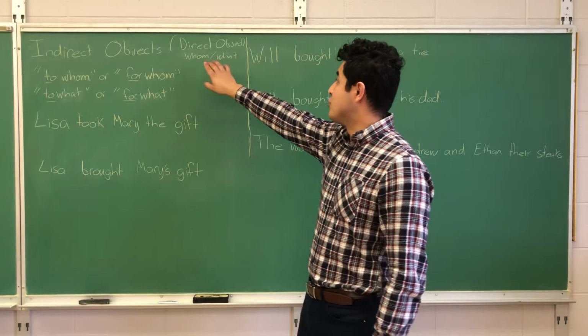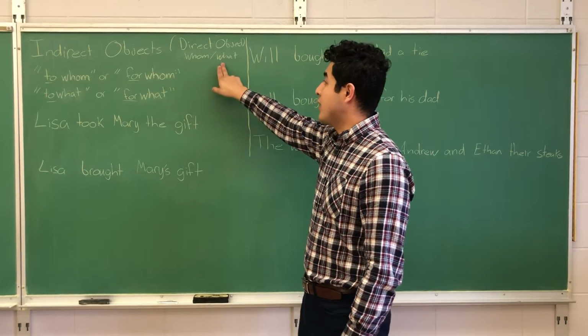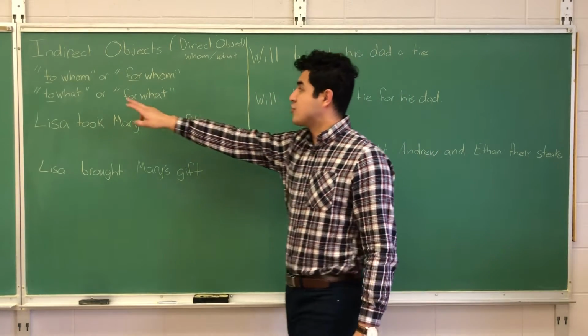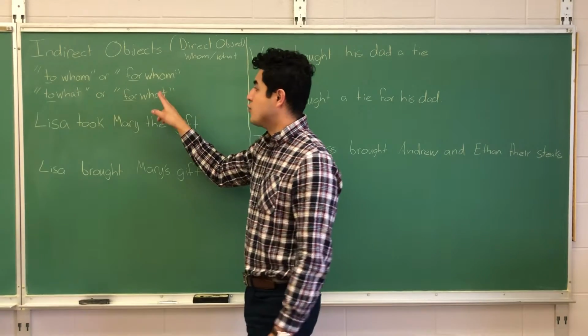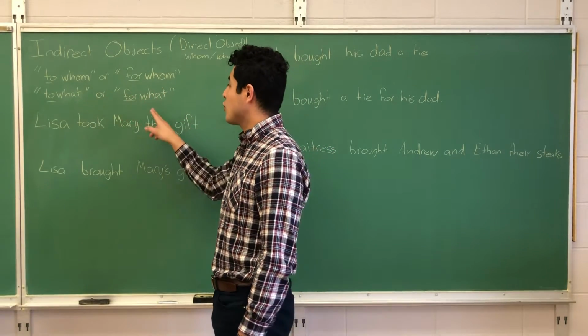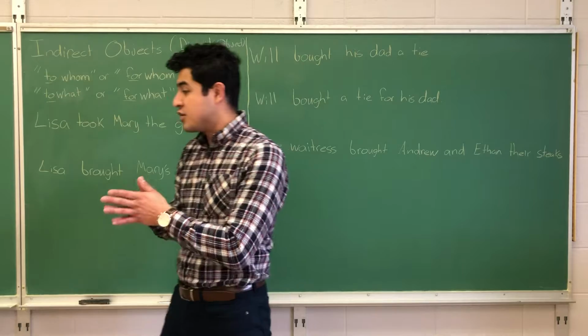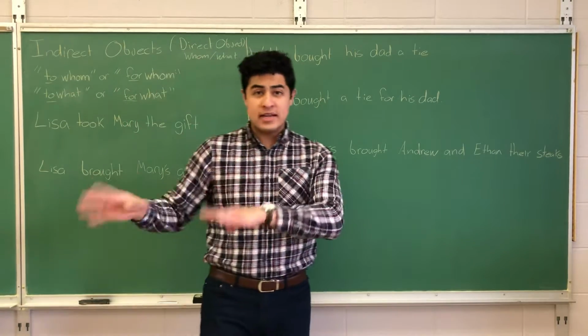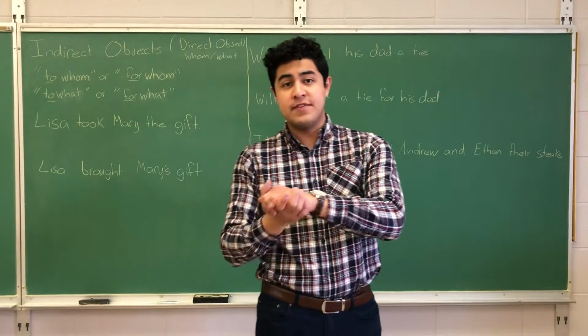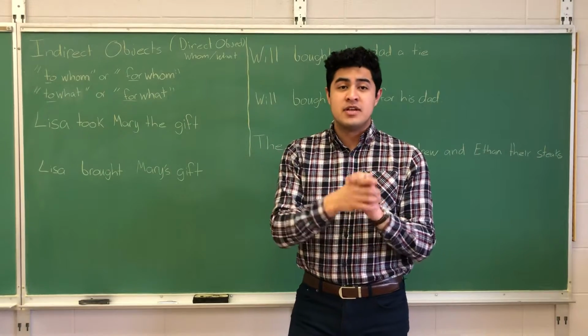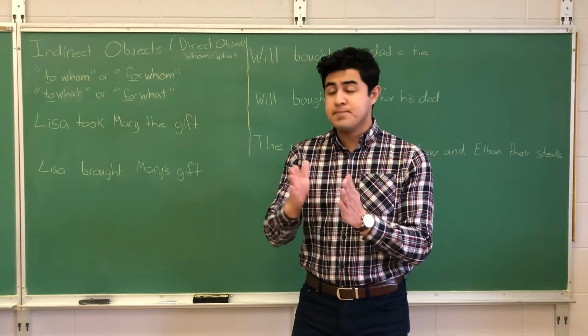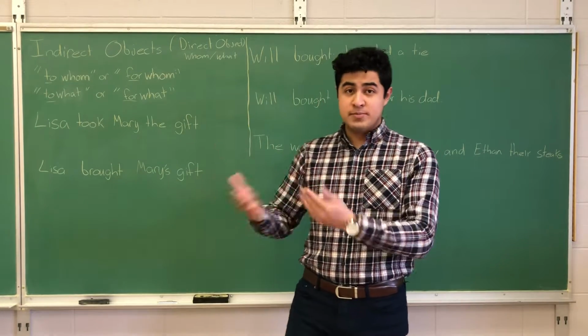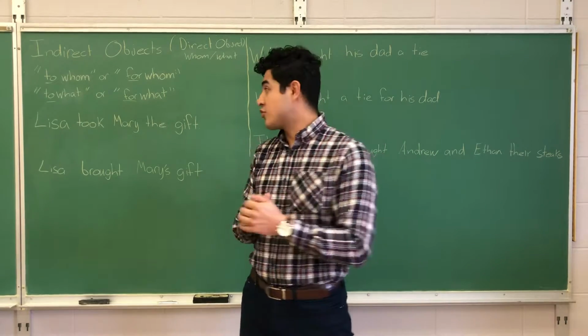Now remember, the direct object answers whom or what. The indirect object answers to whom or for whom or to what or for what the action of the verb is done. Okay, that's all the information on page 153. You can follow along as you watch the video. Everything that's on the board is being taken from the book, so make sure you follow along.